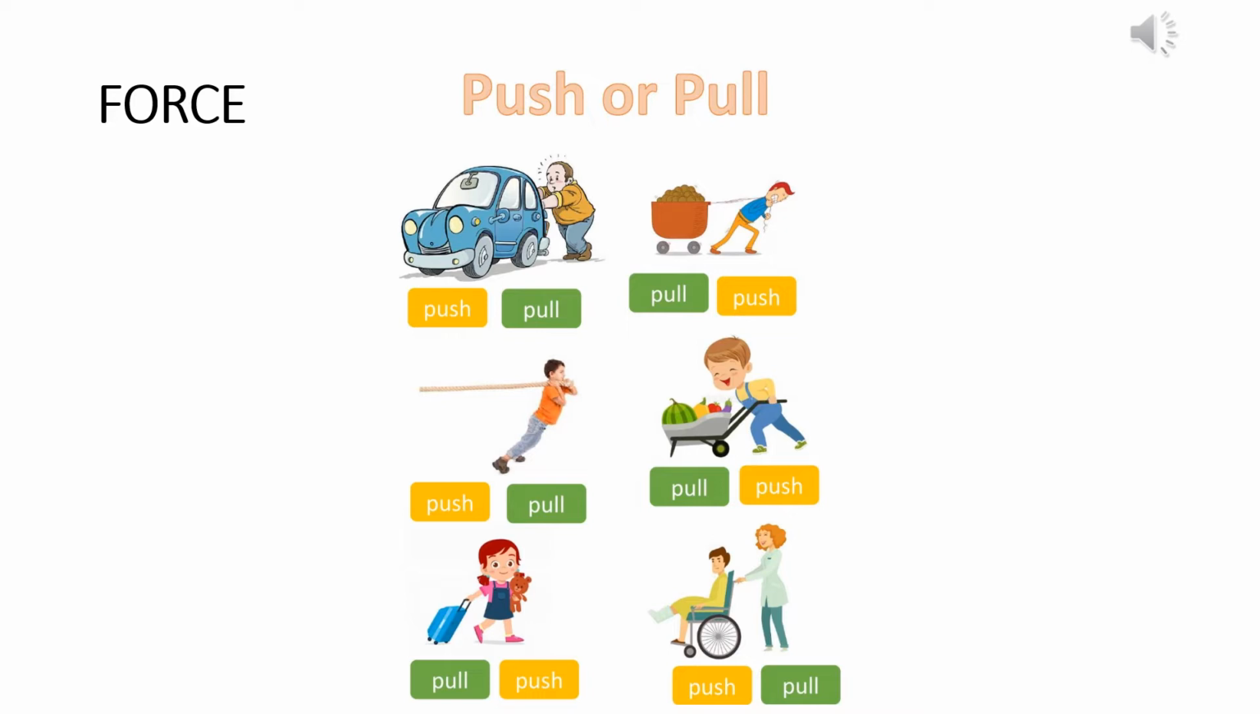So in the first picture we are pushing a car. Then in the second picture we are pulling a cart. Then in the third picture we are pulling a rope. In the fourth picture we are pushing a vegetable cart. In the fifth picture, we are pulling a suitcase, and in the last picture, we are pushing a wheelchair. All of these are examples of force applied.